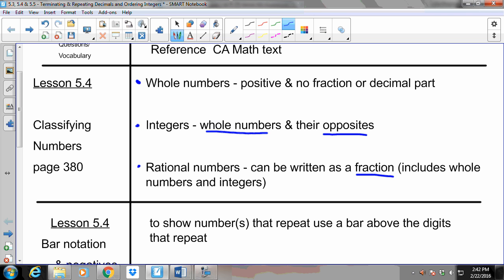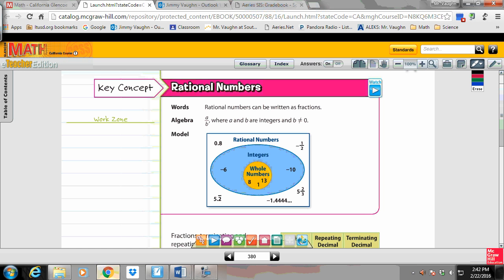So let's look at this page right here. Rational numbers can be written as a fraction. We said that already. And you'll often see, for rational numbers, a over b. It just means it can be written as a fraction, and b cannot equal 0. You can't have a 0 on the bottom of a fraction and have things work right. So here are those terms we were talking about, and everything as it increases in size is part of the thing that's inside of it. So we'll start from the middle and work our way out.